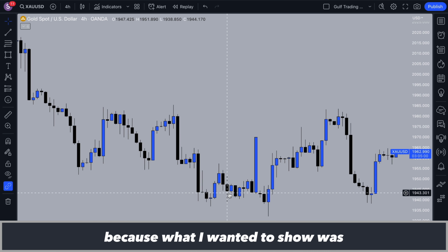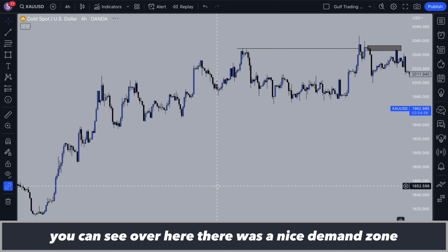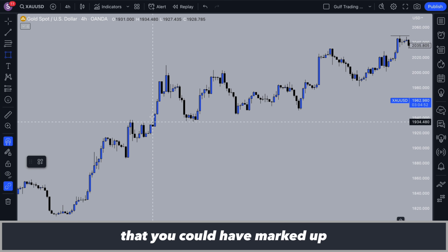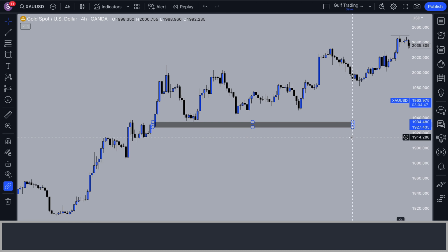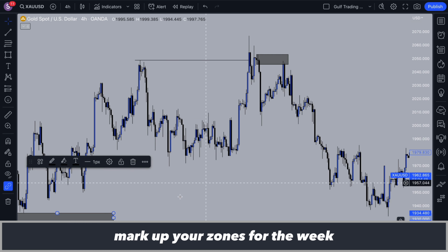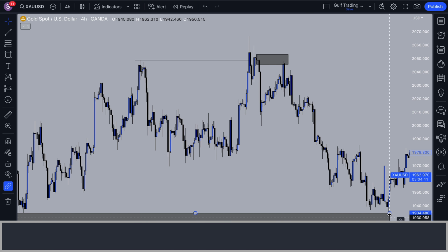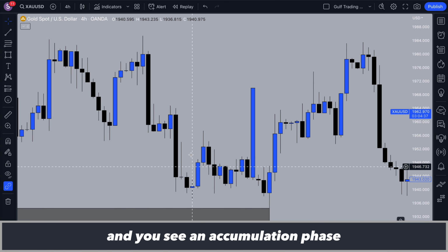And I'm on the 4 hour now, because what I wanted to show was when you look back in the charts, you can see over here there was a nice demand zone that you could have marked up. When you do your weekend analysis, looking at the charts, mark up your zones for the week, anything above or below price. And what you'd see, you'd have it marked up something like this, and you see an accumulation phase.